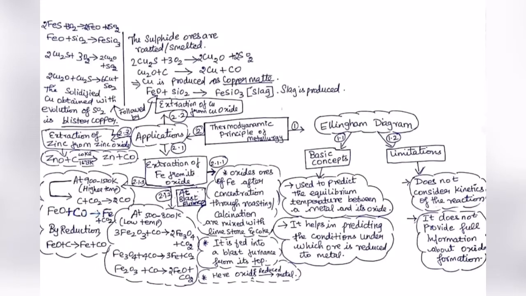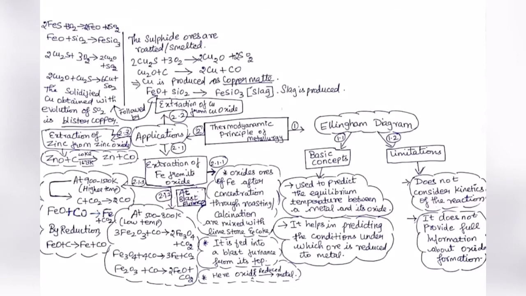Limitations: it does not consider the kinetics of the reaction, but the kinetics of a reaction is very important. So this is one limitation of the Ellingham diagram. The next one is that it does not provide full information about the oxide formation. It does not provide any complete information.